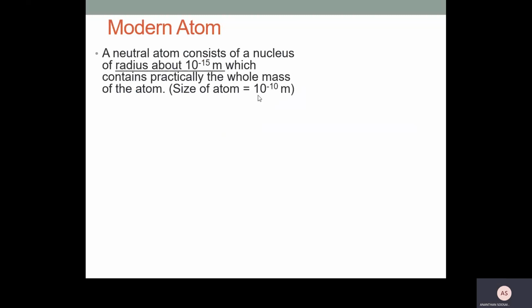In the exam, one objective or structured question will come up: estimate the size of an atom, 10 to the power negative 10. Sometimes it's called 1 angstrom, a special unit. 1 angstrom is 10 to the power negative 10. The size of the nucleus is 10 to the power negative 15, 100,000 times smaller.